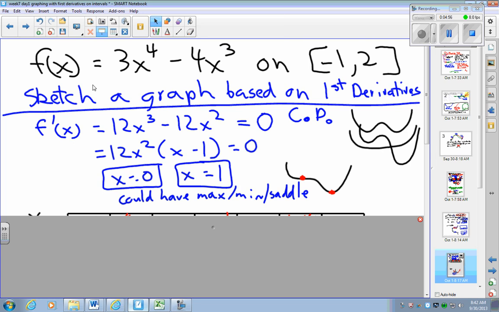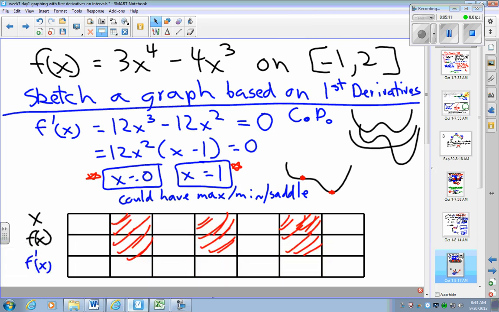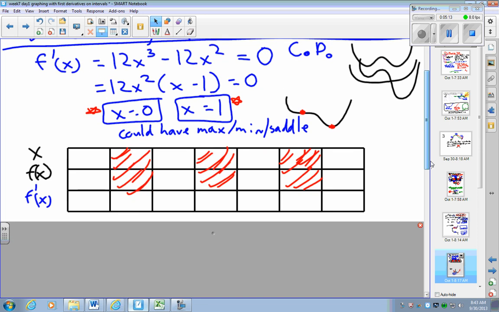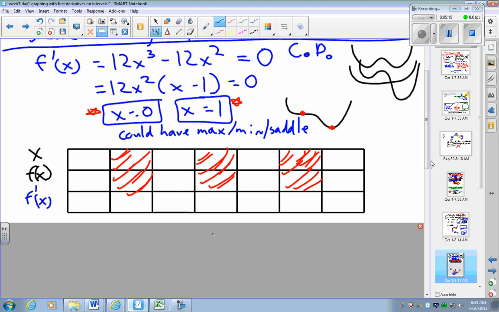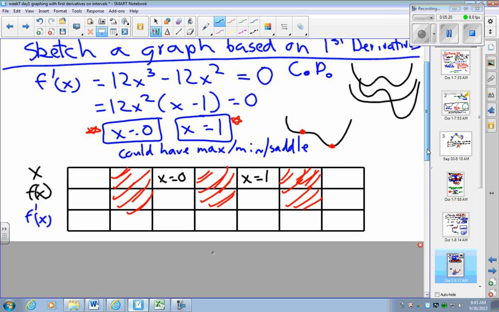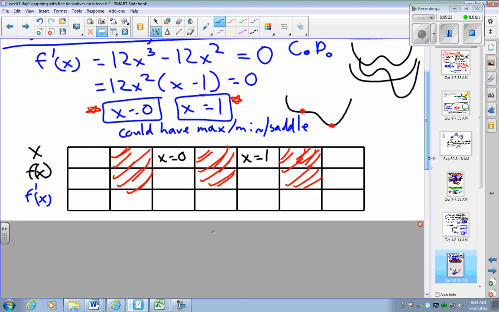Now, question is, how many columns will I have for the box that I'm going to set up for organizing? I have two critical points, this guy and this guy, but what else do you have to put in? Your endpoints. So here's my box. Okay? And I'm going to have x equals 0, x equals 1. Those are my critical points. And -1 and 2 are my endpoints. Okay? Critical points and endpoints.